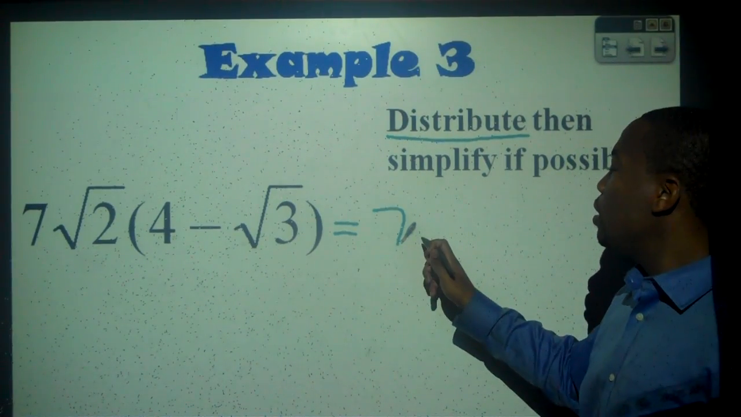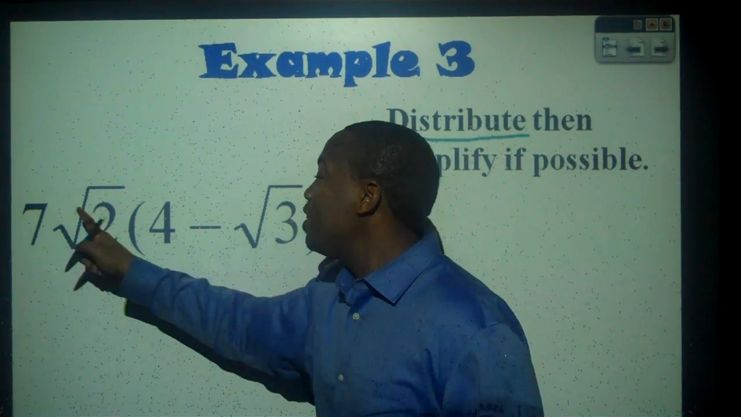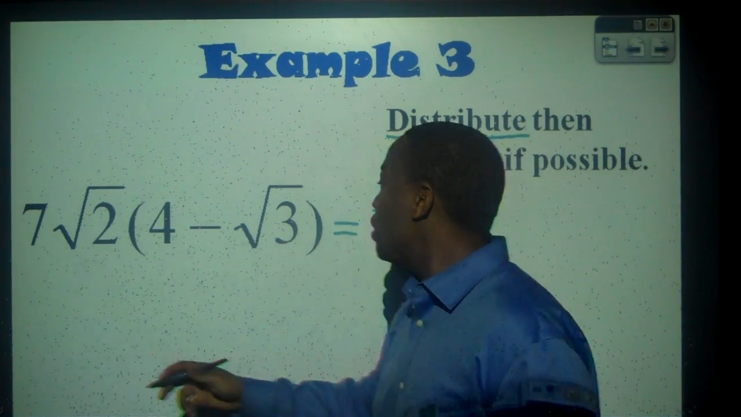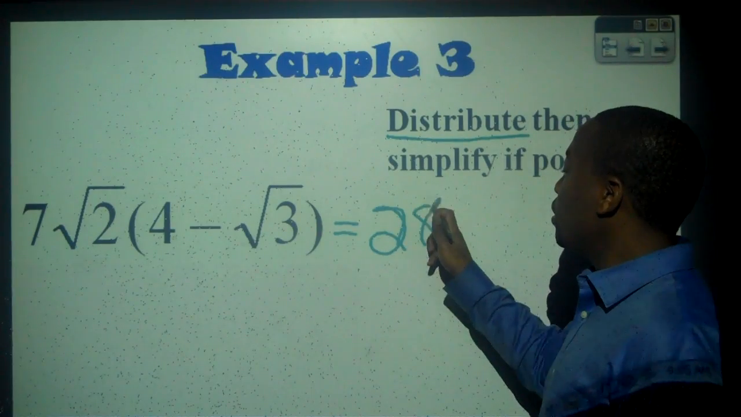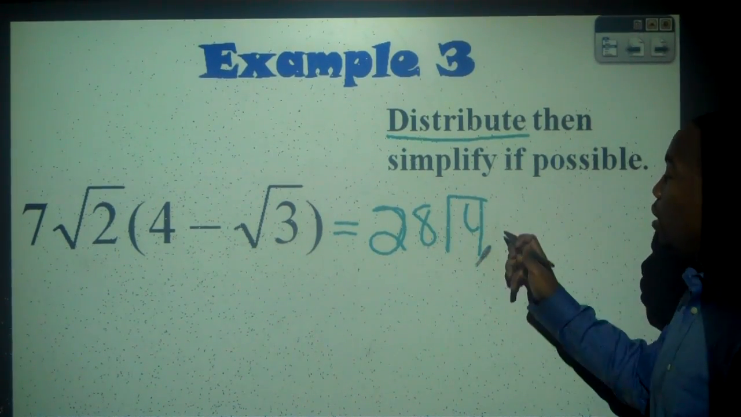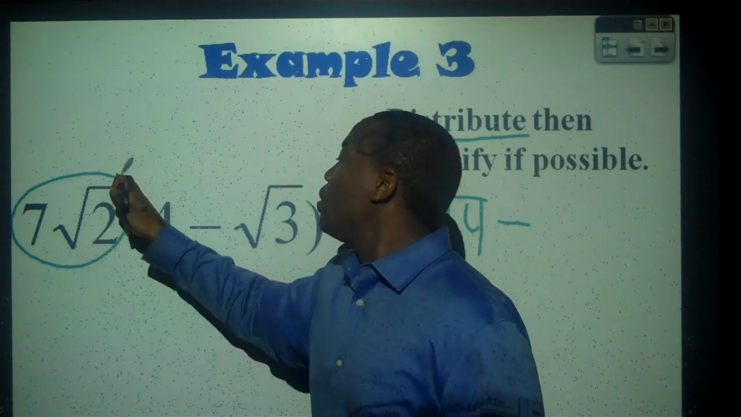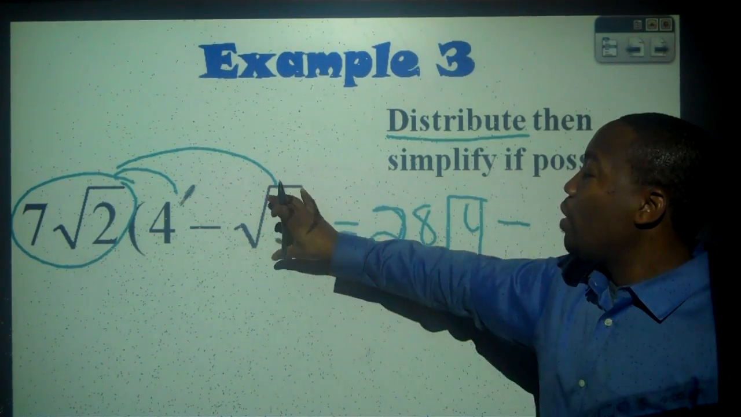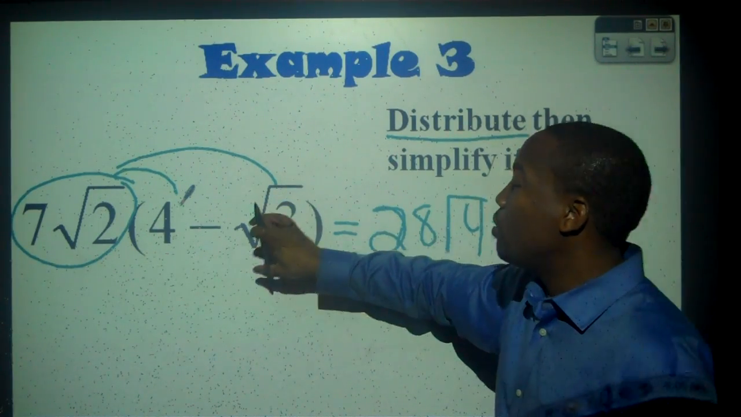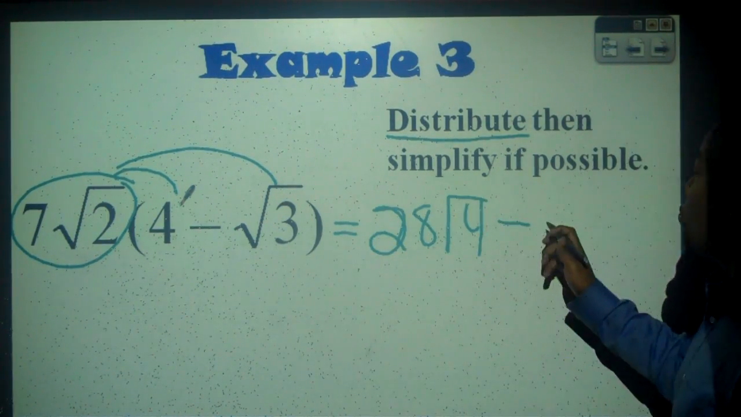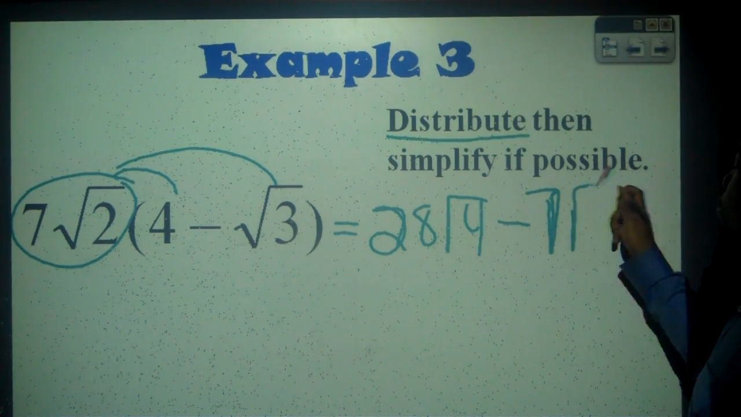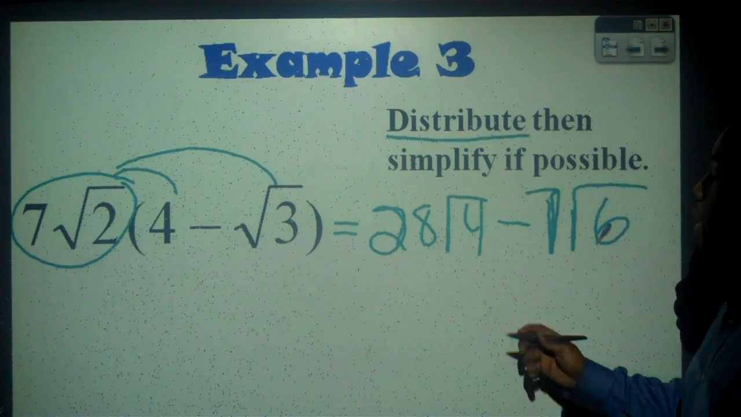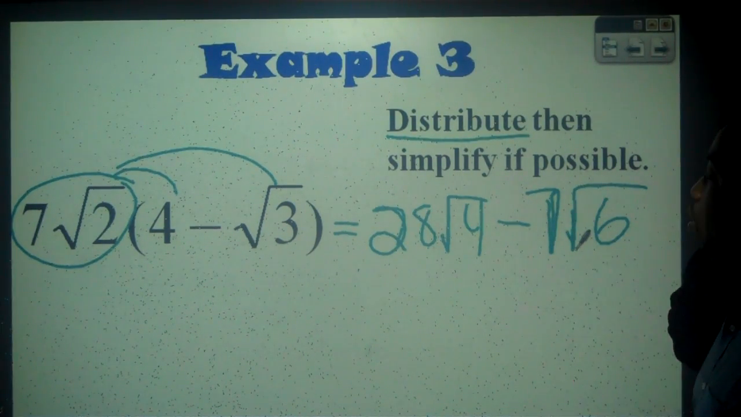So we get 7, well actually not even 7, because 7 times 4, I can't multiply the 4 times the 2, I can only multiply the 4 times the 7, which actually gives me a 28 root 4, right? When I distribute this one into here, I can only multiply what's underneath the radical times what's also underneath the radical, which gives me 7 root 6. So as you see here, I can't do anything more to this. I can only leave it alone.